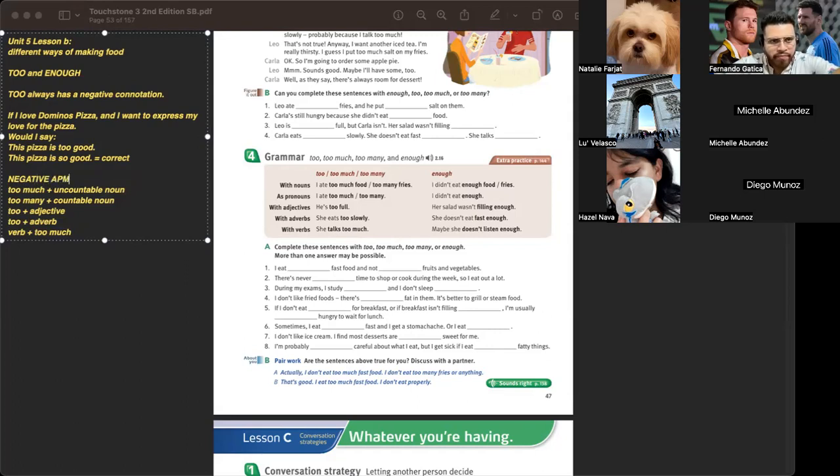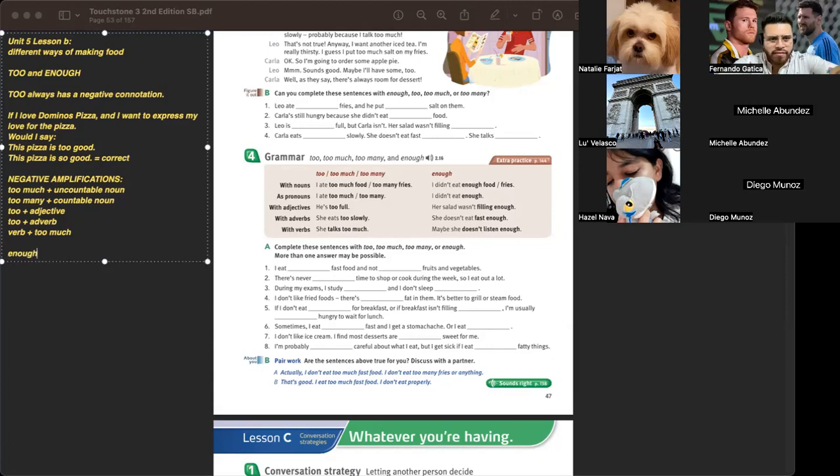Negative amplifications. Yes, we use too to amplify. Usamos too para amplificar lo que decimos. So too much, too many, too, and too much, they are negative amplifications. It's like saying very, very, very, but with a negative meaning.